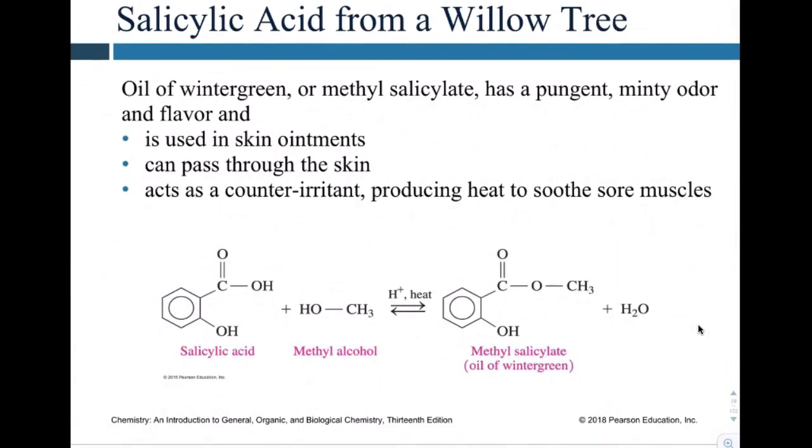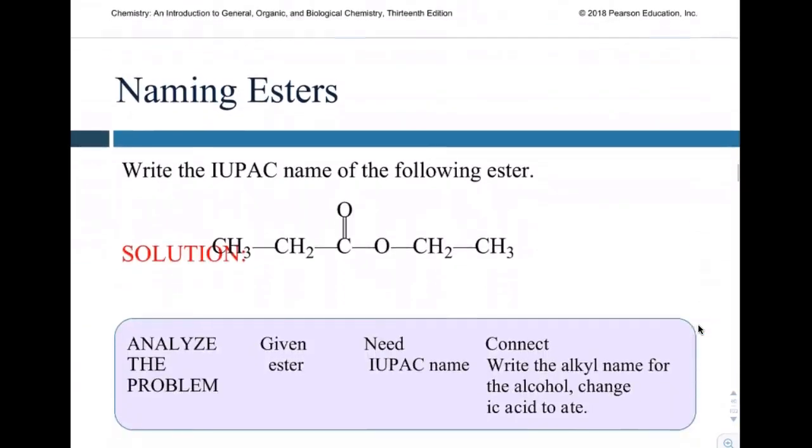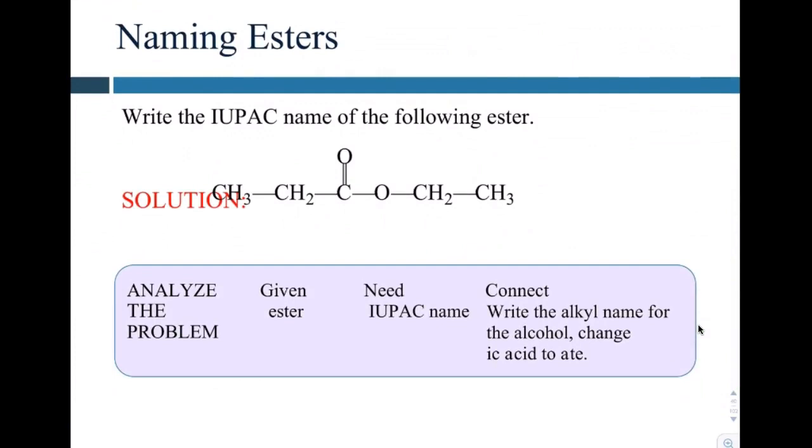You could also make oil of wintergreen, methyl salicylate. So if you ever like wintergreen anything, that's how we make that. We make it with methyl alcohol and salicylic acid. So go ahead and try to name this ester. And if you can, tell me what alcohol and what carboxylic acid you would need to make it.